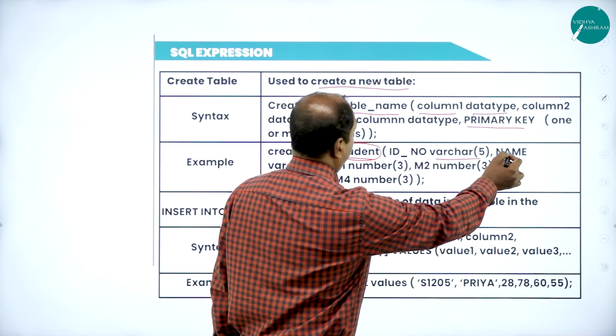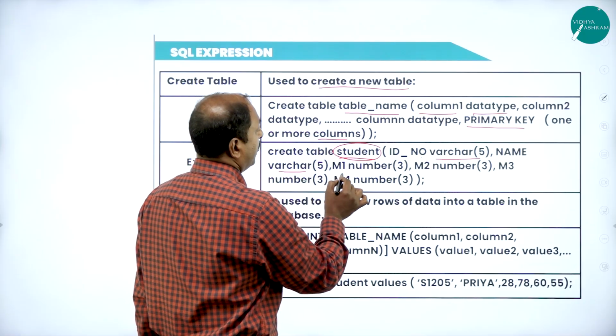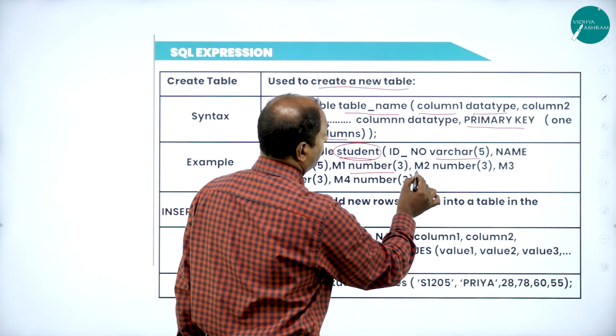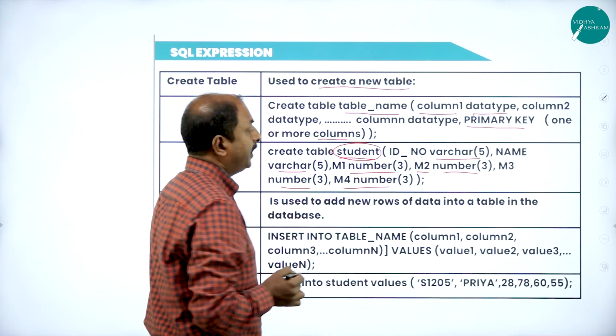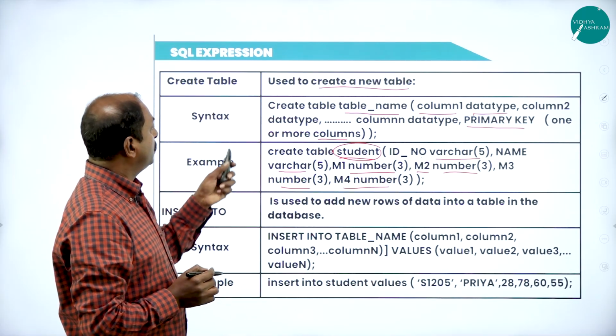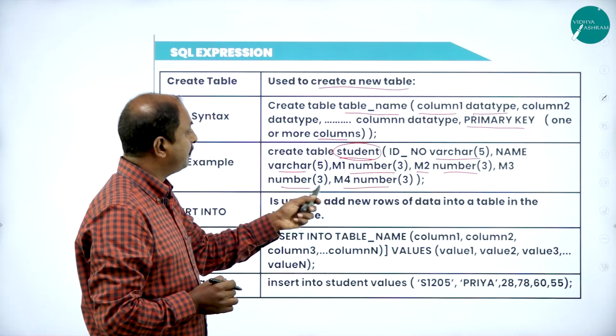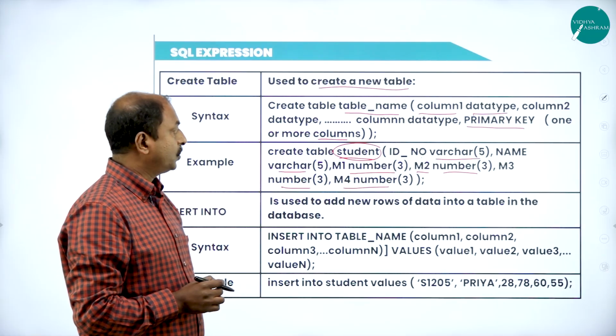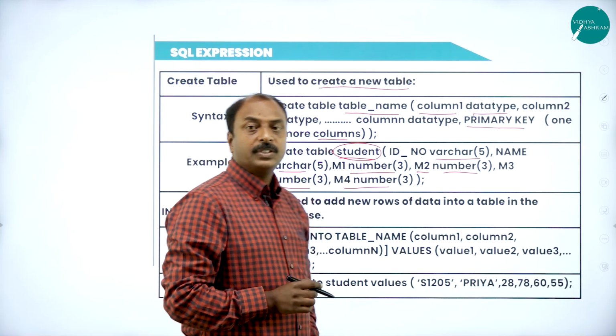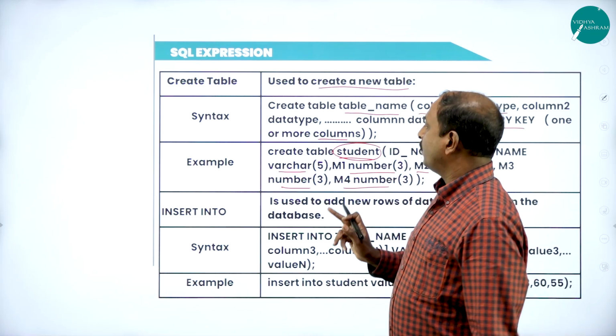Next one is name with a data type. M1 is a data type, M2 with another data type, M3 and M4. And closing the bracket here. So this is the syntax and this is an example. So to create a table in a database, accordingly, it is going to create a table with how many columns?